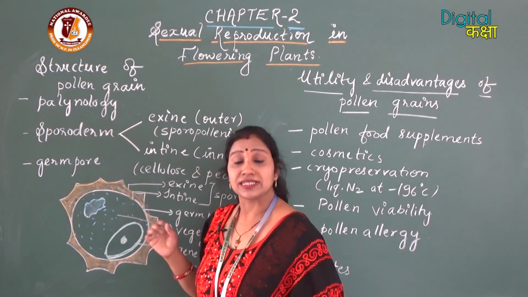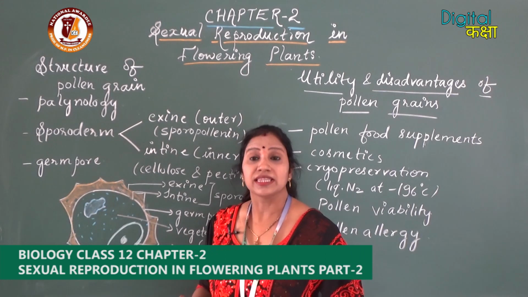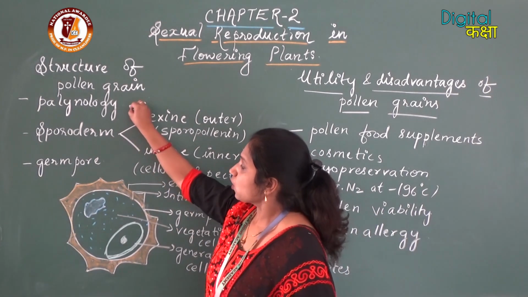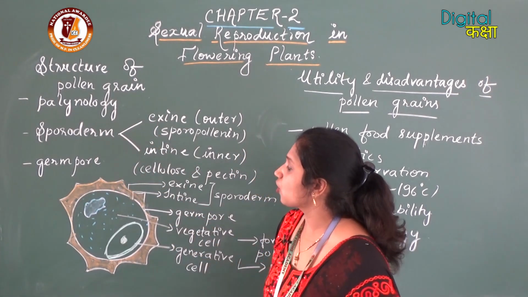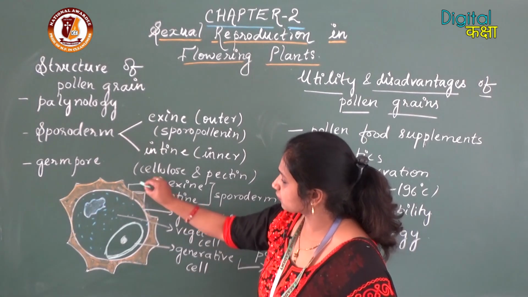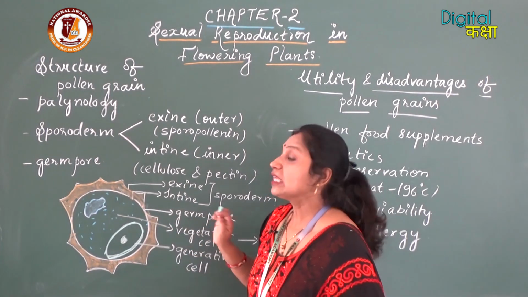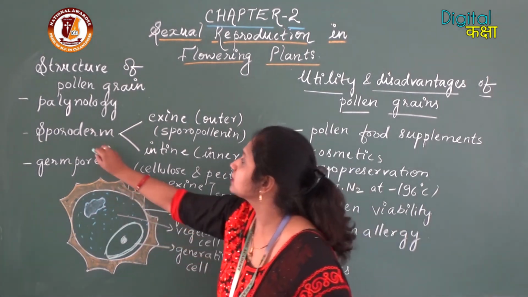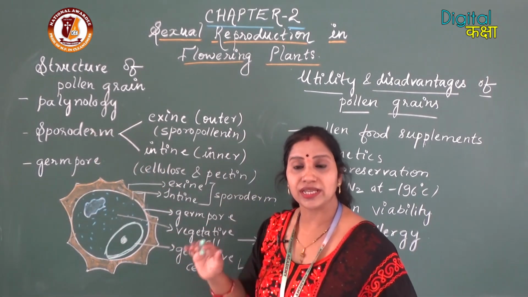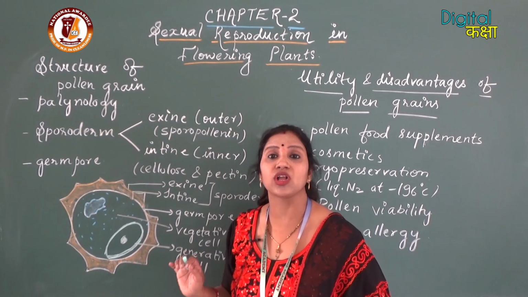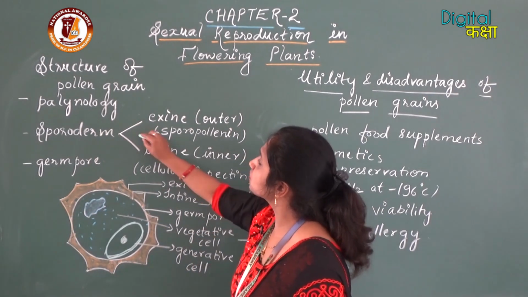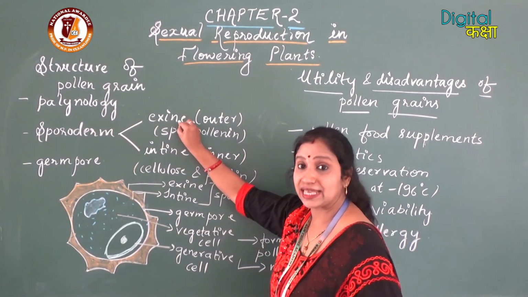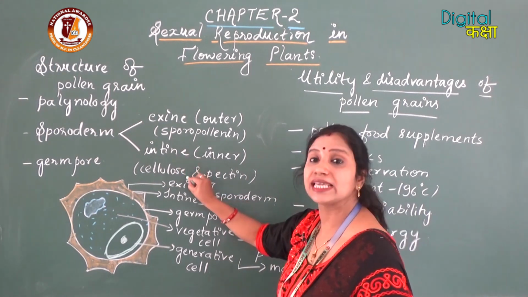Now these pollen grains are haploid in nature. They are minute spores which carry the male gamete. Now we will go for the detailed structure of the pollen grain. Here I have drawn the structure of the pollen grain. The pollen grain is surrounded by a hard covering called sporoderm, and the sporoderm in turn is made up of two layers. The outer layer is exine and the inner layer is intine.